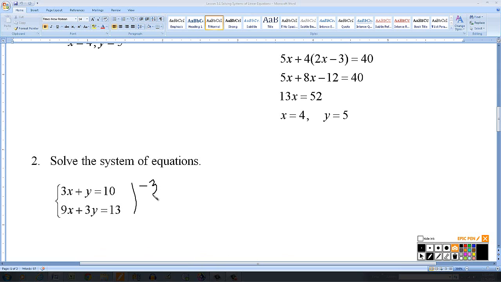So this will become a negative 9x. This will become a minus 3y. This will become a minus 30. Okay, and then we just add those. So minus 9x and 9x cancel. Minus 3y and 3y cancel. That is, we get 0. So the left side becomes 0 is equal to, and then on the right side, negative 3 times 10 is negative 30, and 13 is a negative 17.